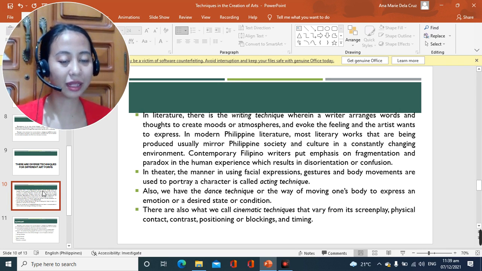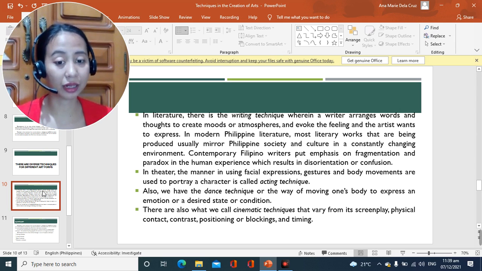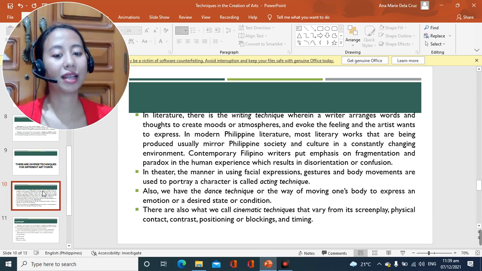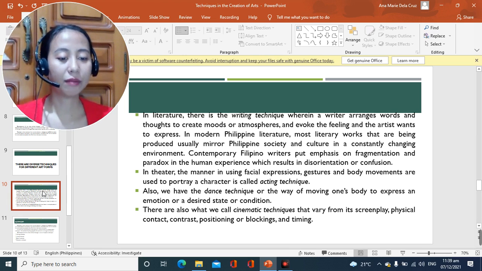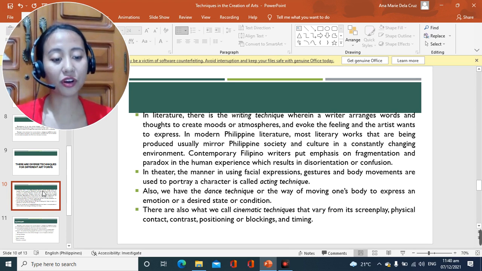Diba? Ang material lang naman in making a poem or literature form is kadalasan, di ba, na-discuss natin last time na iba typewriter, pen and paper, pencil. Literary works that are being produced usually mirror Philippine society. Ito yung kadalasan ng mga tema. It's about Philippine society and culture in a constantly changing environment.